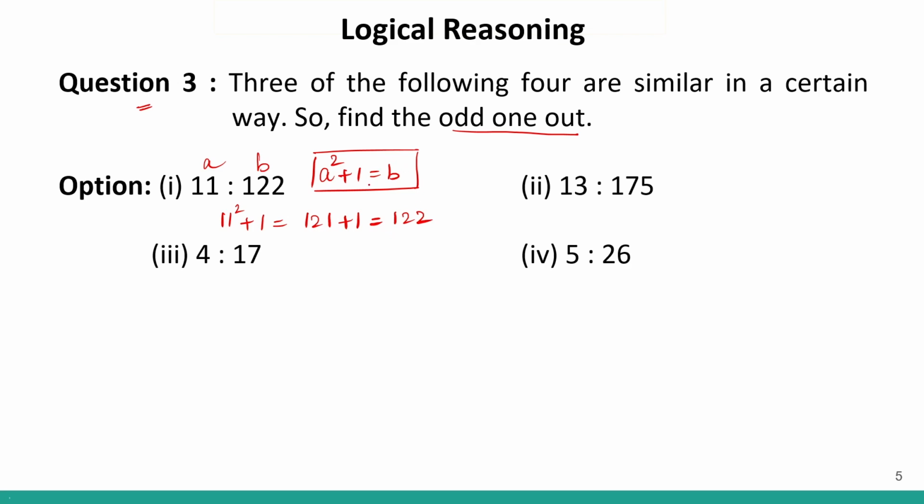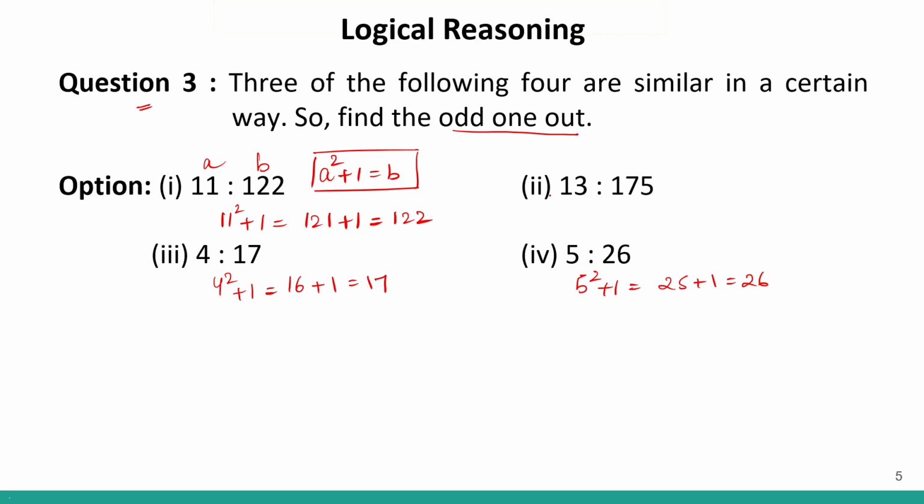Okay. Let's do the same logic for option number 3. It will be 4 square plus 1. So 4 square is 16, plus 1 will give me 17. So this logic follows for option number 3 as well. Over here also I can see 5 square plus 1 will be 25 plus 1, that is 26. So this logic follows for option number 4 as well.